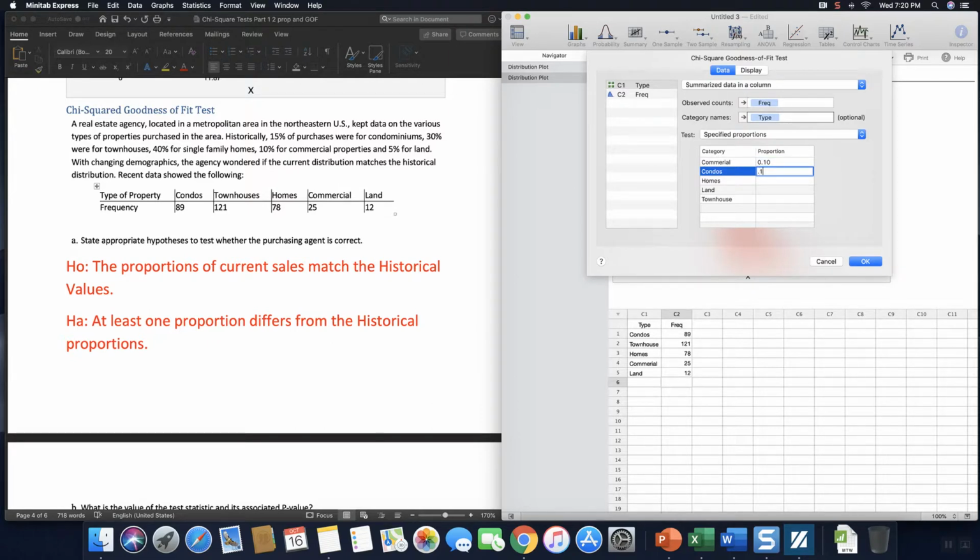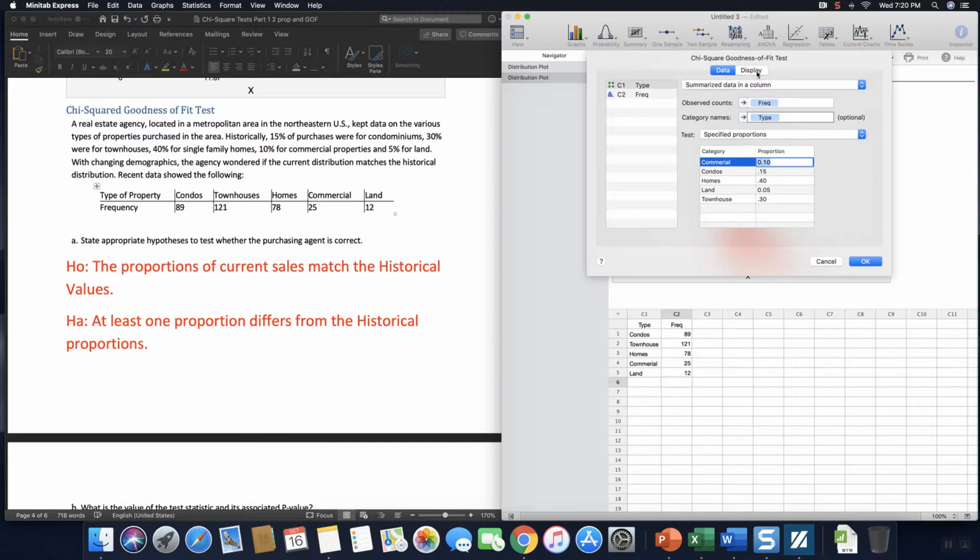Sorry about that. Condos, where were condos? 15%, 0.15. All right, homes, 40%. I have to really read carefully while doing this. Land, that was 5%. That one I happen to remember. And then townhomes, it's got to be like 30. Some of these I wrote weirdly, with the decimal point in odd spots, but it won't matter. Okay, next up, let's check our display. I'm sorry about that. Specific proportions is what we want.